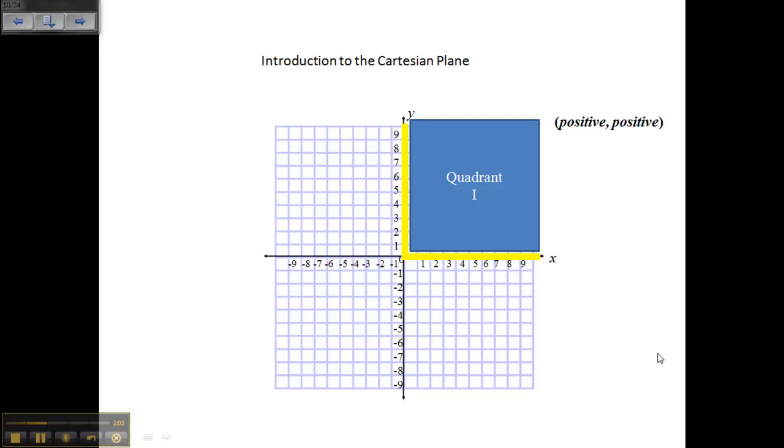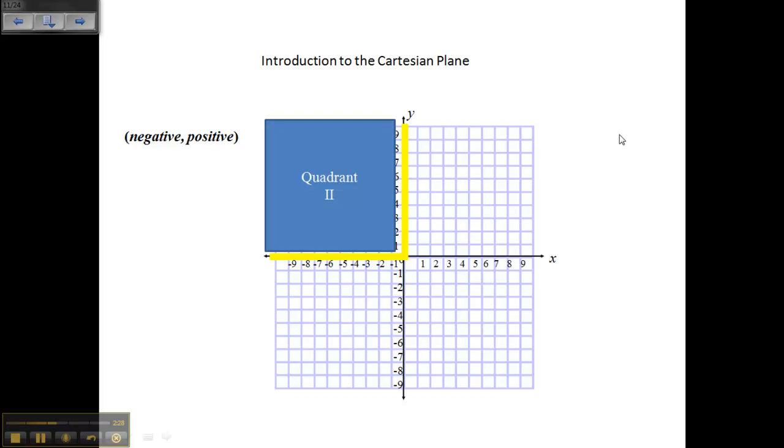Now you'll see here, back to our Cartesian plane, that it is separated into 4 quadrants. Quadrant 1, as labeled in the diagram, falls where all x values would be positive and all y values would also be positive. This means that any coordinate that lies in this quadrant would have a positive x-coordinate and a positive y-coordinate.